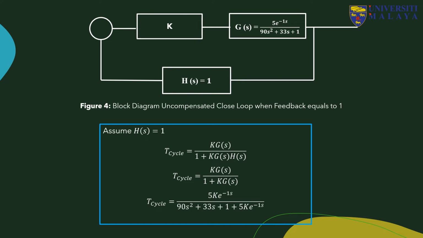We create the block diagram from the compensated closed loop when feedback equals 1. So by assuming H(s) equals 1 and K controller is unknown, the T(s) is represented as 5Ke^(-1s) over 90s^2 + 33s + 1 + 5Ke^(-1s).